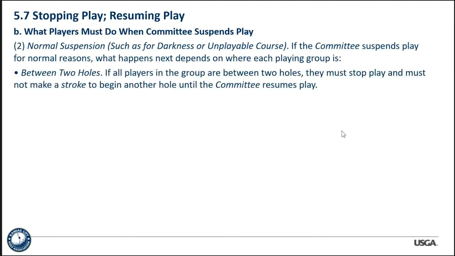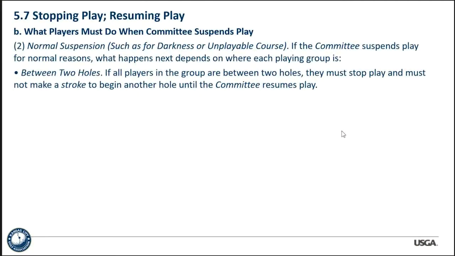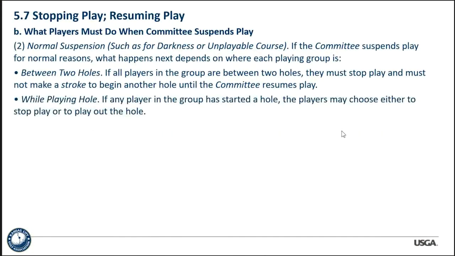If the players are between two holes, they must stop and not make another stroke. So if they finish 7, they can't play 8 if we suspend play before they tee off on 8. But if one player in that foursome tees off on 8, can the entire foursome play number 8? Yes. The group has begun that hole before that suspension, that's fine. But if the horn goes off before that, between holes, you cannot start a new hole. While we're playing the hole, if any player in the group has started the hole, the players may choose either to stop play or play out the hole.